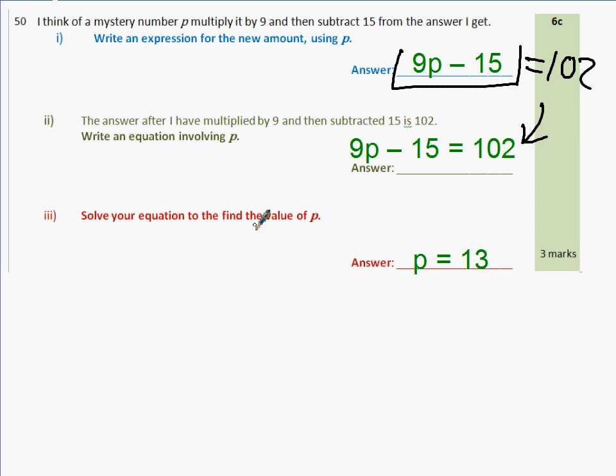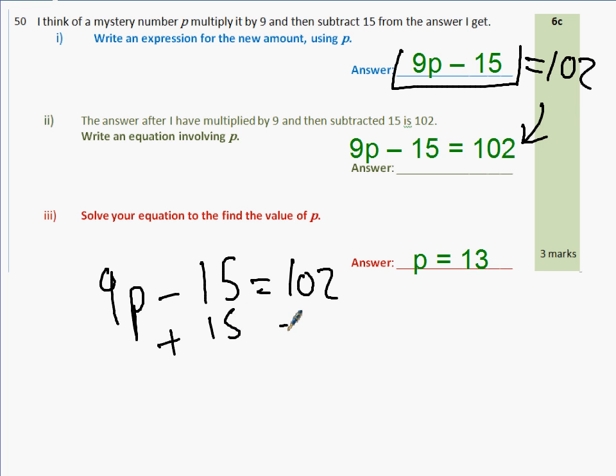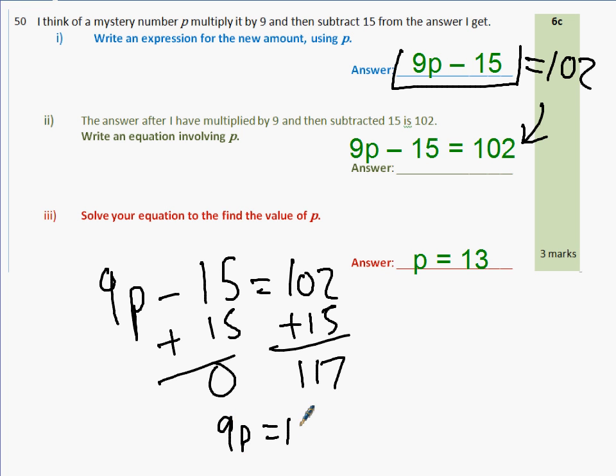Solve your equation to find the value of p. 9p take away 15 equals 102. Add 15 to both sides. 117. 9p equals 117. Not sure what the value of p is? Divide both sides by 9.